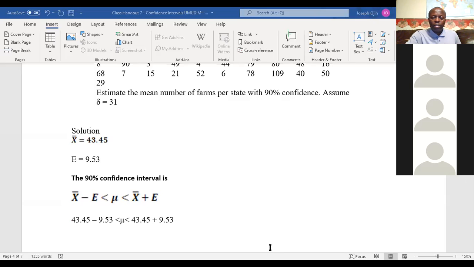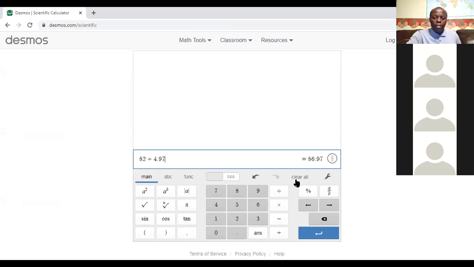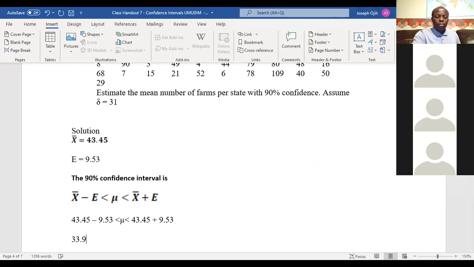I'll take you to the calculator now. Let's do it. So you got 43.45 minus 9.53. That gives me 33.92, less than the mean. And of course, less than. On this side, we add it. So 43.45 plus 9.53.